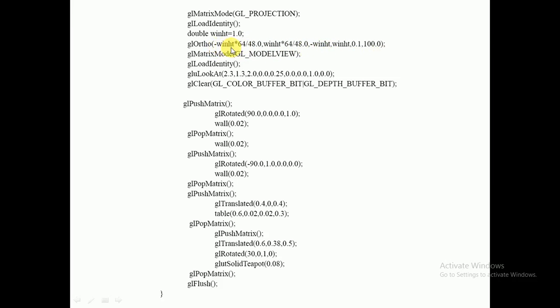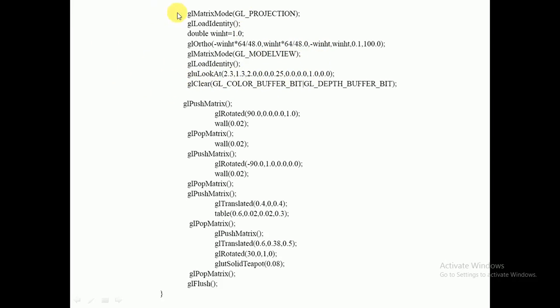Left X, right X, bottom Y, top Y, Z near, Z far, we have set here gluOrtho. Then glMatrixMode(GL_MODELVIEW), glLoadIdentity will clear the previously used model view matrix, right? Then gluLookAt means where we are setting our camera, where we are looking, how we set the camera.